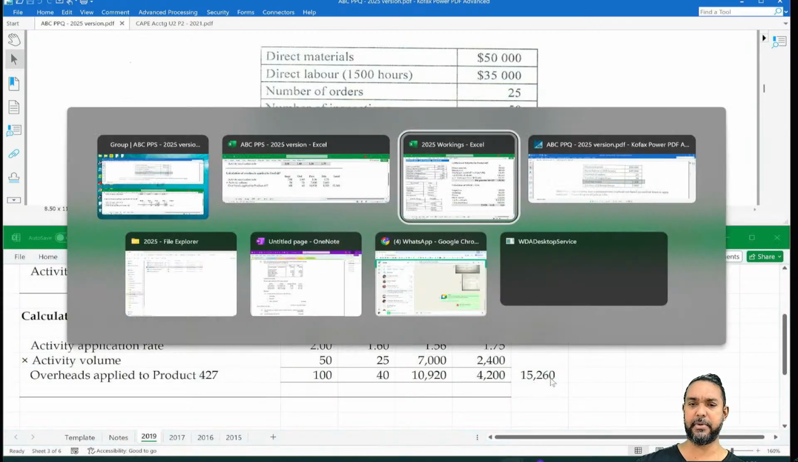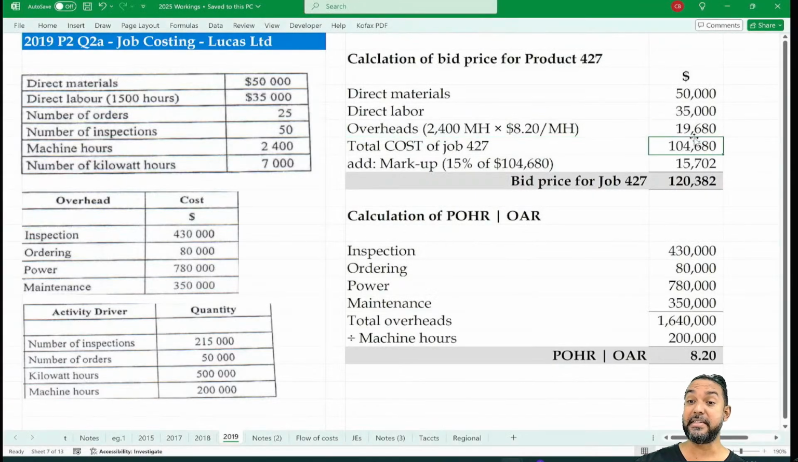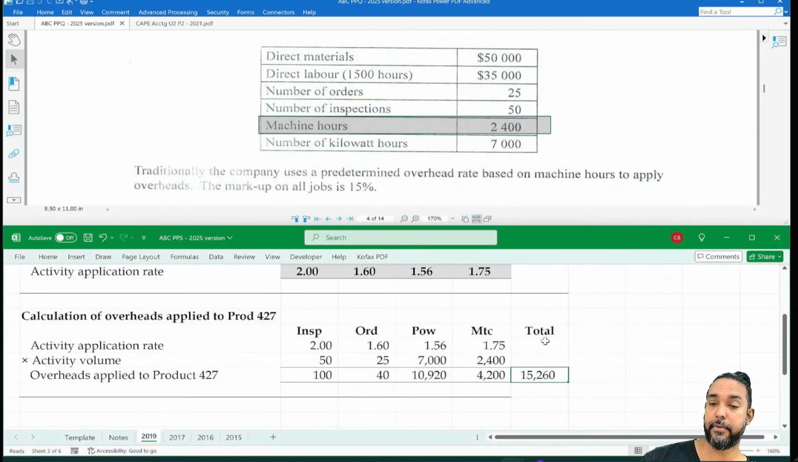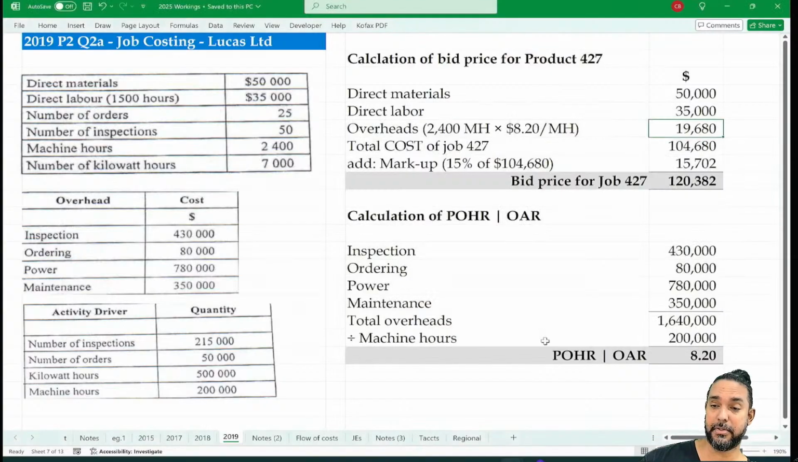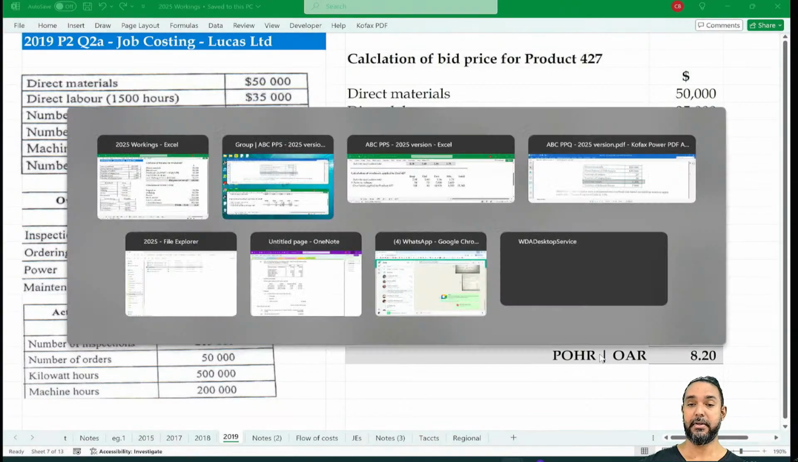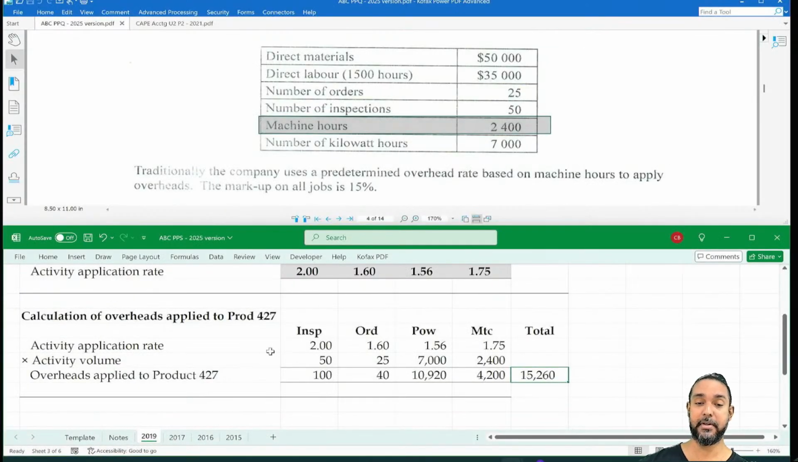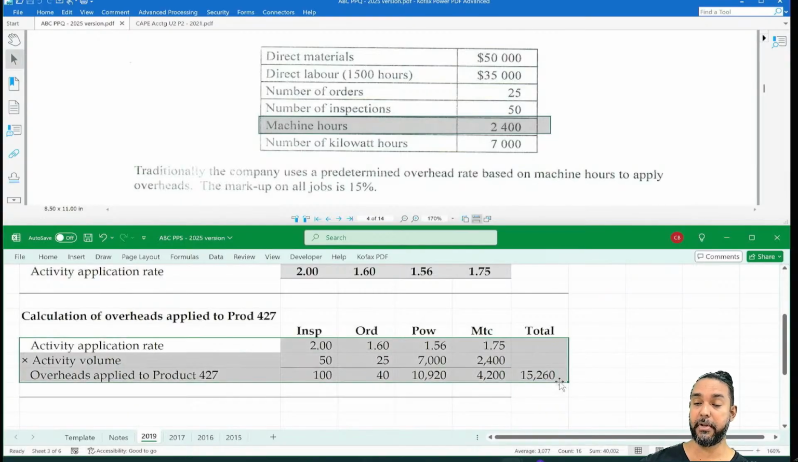It's 15,260 we have here, right? How much did we get before? Look, 19,680. Look at that. So that's $4,420 less overheads, right? So we have a savings of $4,420 when we use activity-based costing.